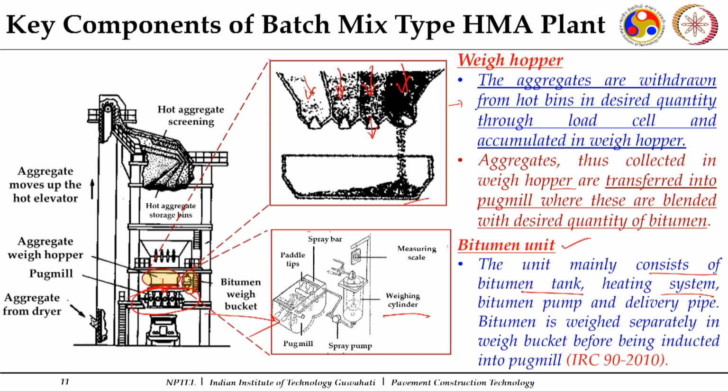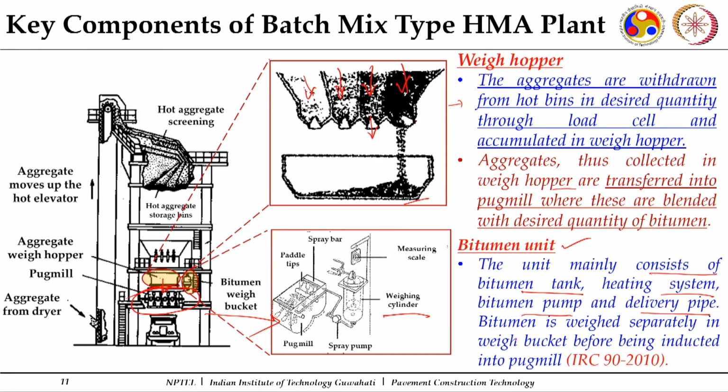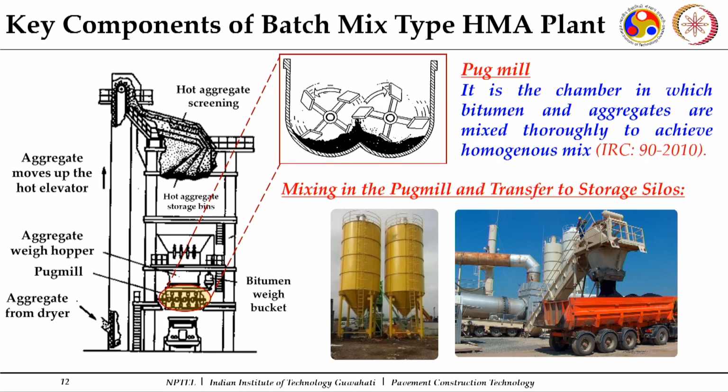There are various ways of heating the binder in those bitumen binder tanks, and a bitumen pump and delivery pipe are there. Bitumen is weighed separately in this weigh cylinder, the required quantity is weighed, and then it is inducted into your pug mill. For a particular lot which has come up in that weigh hopper and been transferred to the pug mill, the required quantity of bitumen in heated condition from the weighing cylinder will be transferred to your pug mill. And there in the pug mill, the mixing starts.